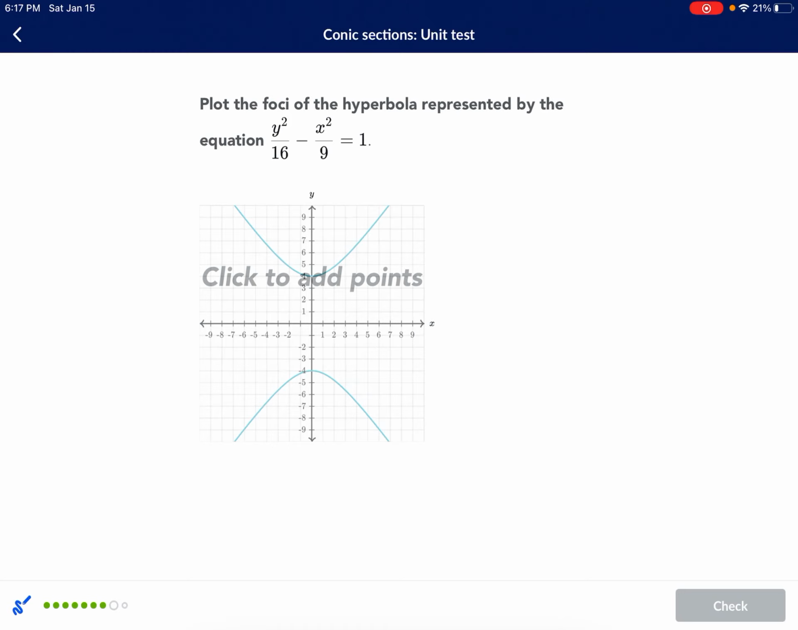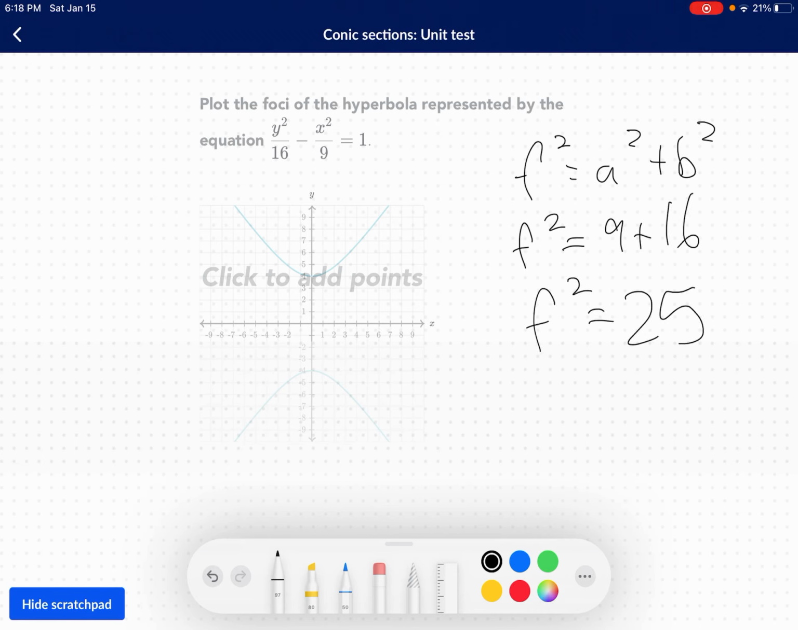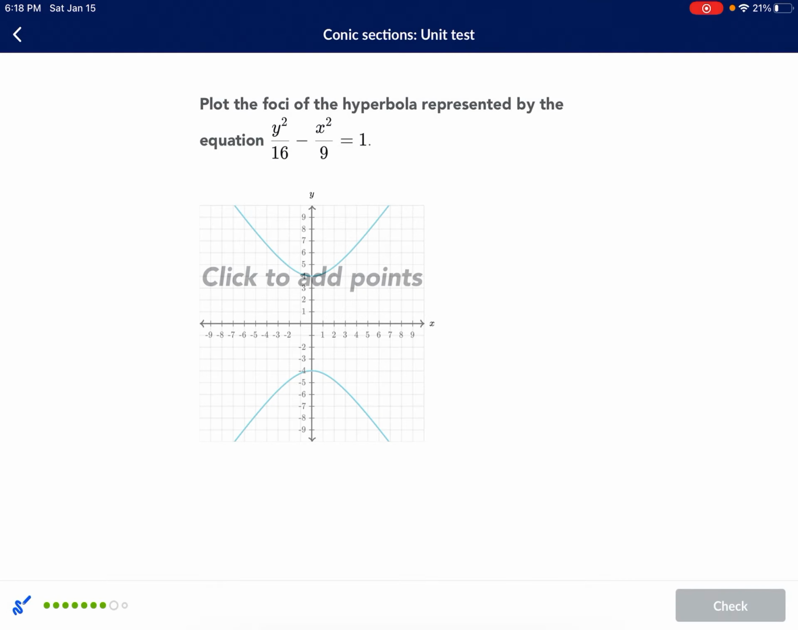Plot the foci of the hyperbola represented by this. f squared equals a squared plus b squared. We're trying to find the focal length, so f squared equals 9 plus 16. f squared equals 25. So the focal length is 5. You put that on the vertical axis. So you just go up 5 from the origin and down 5 from the origin, and that should be your answer.